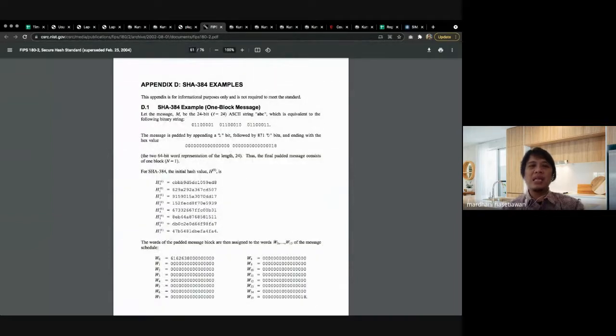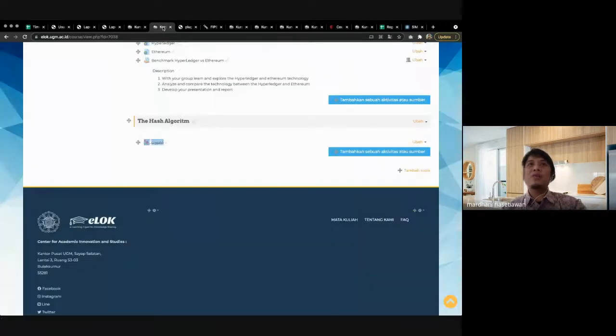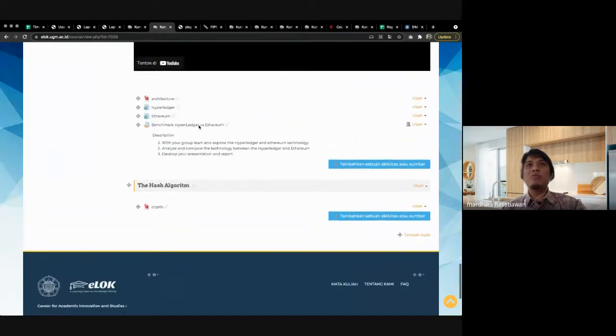Okay, so I think that's the intro, a brief overview of the algorithms, especially as I want to focus the discussion on SHA. Okay, so for the next part, I will go through to our discussion.